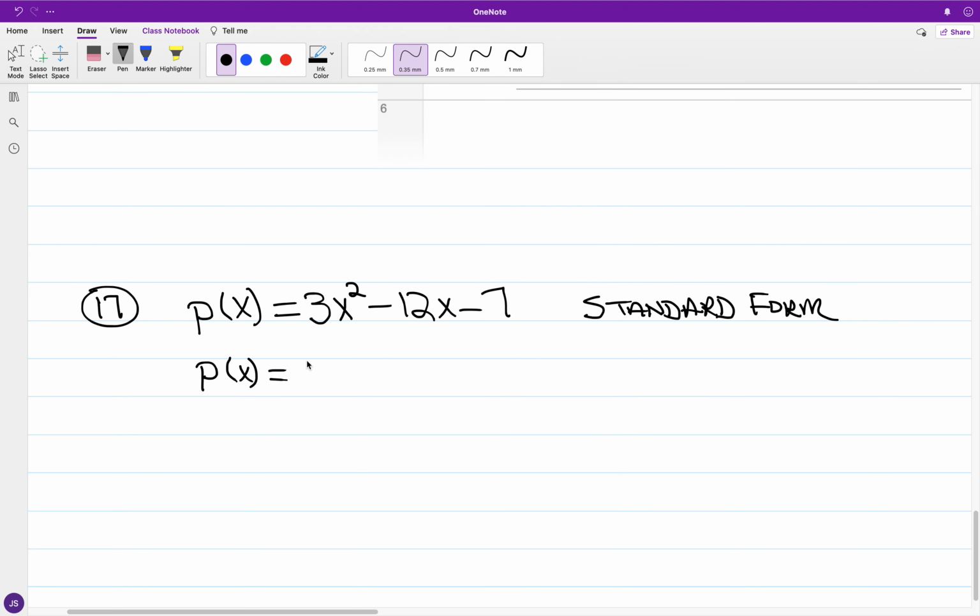Okay, so if I group together 3x squared minus 12x, followed by the subtraction of 7. Now if I'm looking at completing the square, I want the first term in the parentheses to be x squared. Now we've got the 3 out at the front, so I'm going to factor out 3 and have it outside the parentheses.